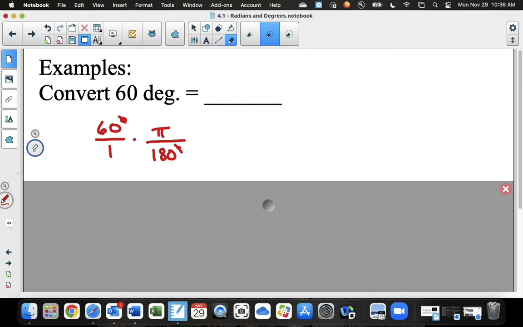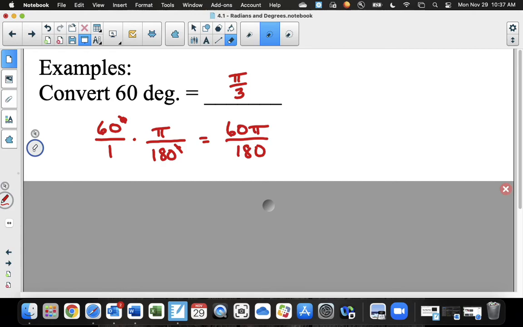And now you can just multiply straight across. We get 60 pi over 180. And now just reduce the fraction. How many times does 60 go into 180? 3. So this is really 1/3 pi, but here's how you're going to see it. You'll see it written as pi over 3. Rather than 1/3 with the pi off to the side, they just put the pi in the numerator. That's how you will see it as you work your way through. So pi over 3 radians is the same thing as 60 degrees.